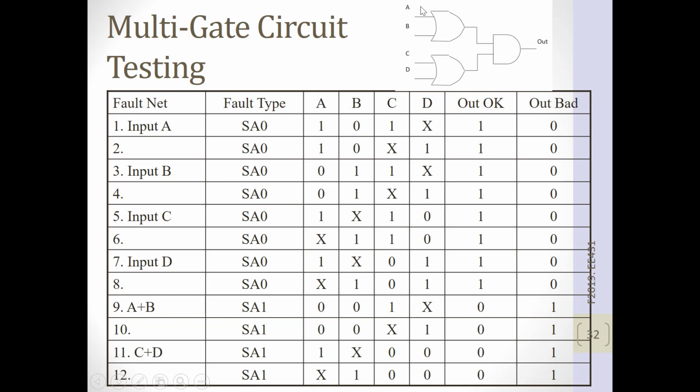So the first gate is an OR gate. So if I put a 1 on A and a 0 on B, if there's a stuck at 0 at A, I'll get a 0 at the output. Now, I need to be able to look at the output and tell whether that was a 0 or a 1. So if you remember, on the AND gate, then I have to have a 1 on this side. So I need either C or D to be 1.